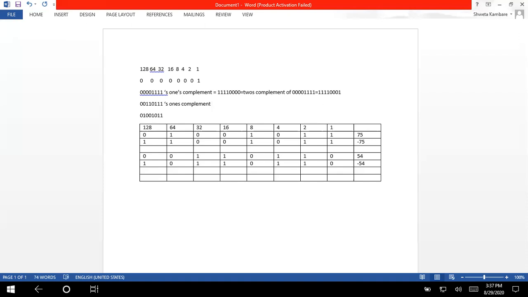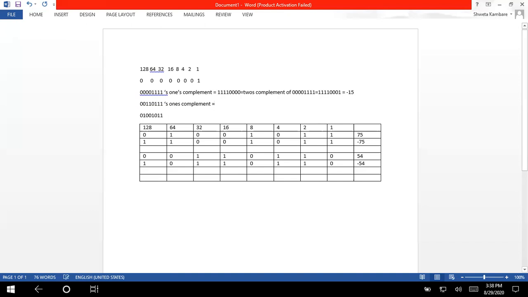You can pause the video and calculate 2's complement of this. Which was this number again? 0, 1. I think this was 55, right? So when you calculate 2's complement of this, it will be minus 55, and this is equal to minus 15.